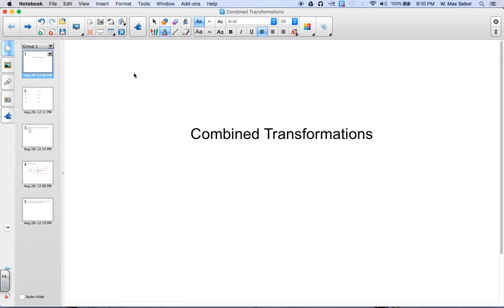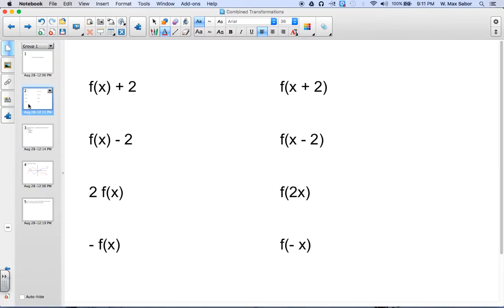Today we're going to talk about combined transformations. When we aren't told in advance whether you are going to be shifting a function or reflecting a function, how do we know what type of transformation is occurring? These were the 8 transformations that we've talked about, and I've grouped them into things that are happening outside the function and things that are happening inside the function.